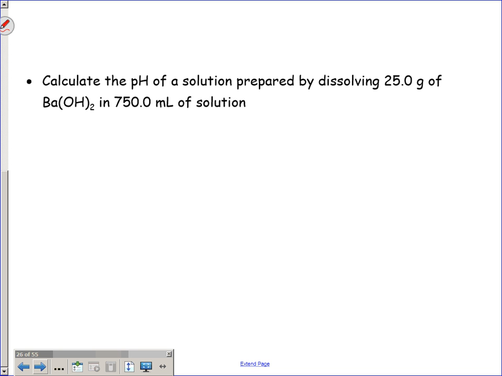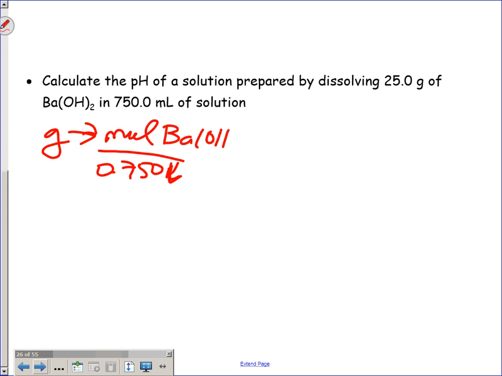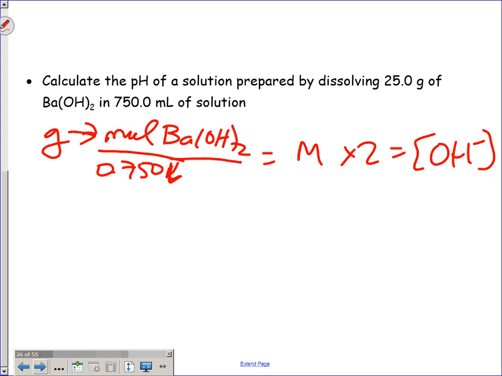My bad. All right, go ahead, Jacob. You convert grams to moles. Grams to moles, and then divide by liters. Okay. And then you have to multiply that by 2 because of the 2 ratio to the OH in solution. And you do that because this is a strong base, right? So it makes a 1-to-2 ratio. So this is going to equal molarity, but then you times that by 2 to get the hydroxide concentration. And then, you want to keep going? Keep going. Alright, then you do negative log of that to get the pOH. Okay. And then you do 14 minus the pOH.